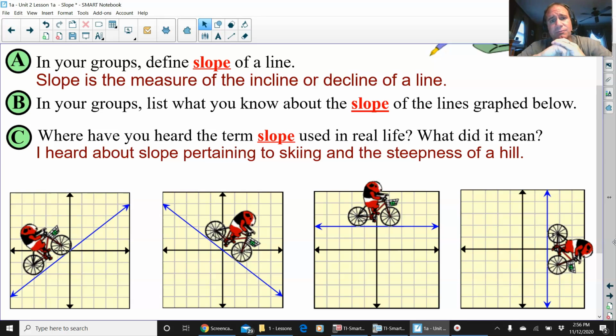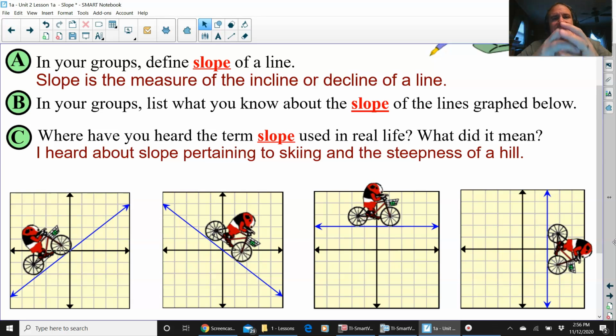B says list what you know about slope of the lines graph below. We'll do that together. And where have you heard this term slope used in real life? What did it mean? I heard slope pertaining to skiing, right? Slope of a hill, a ski slope, and the steepness of any hill. There's also slopes of roller coasters where it has a steep drop.